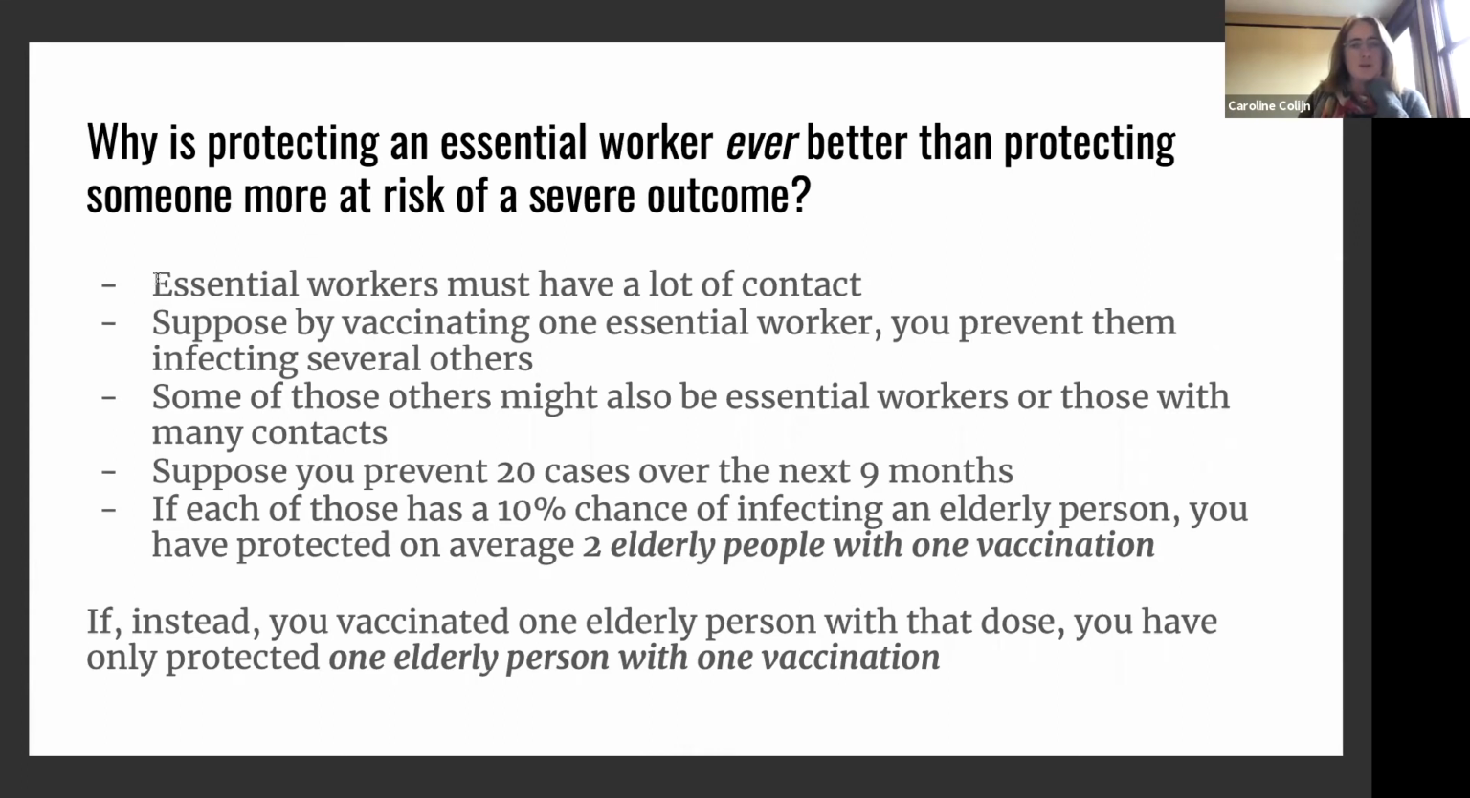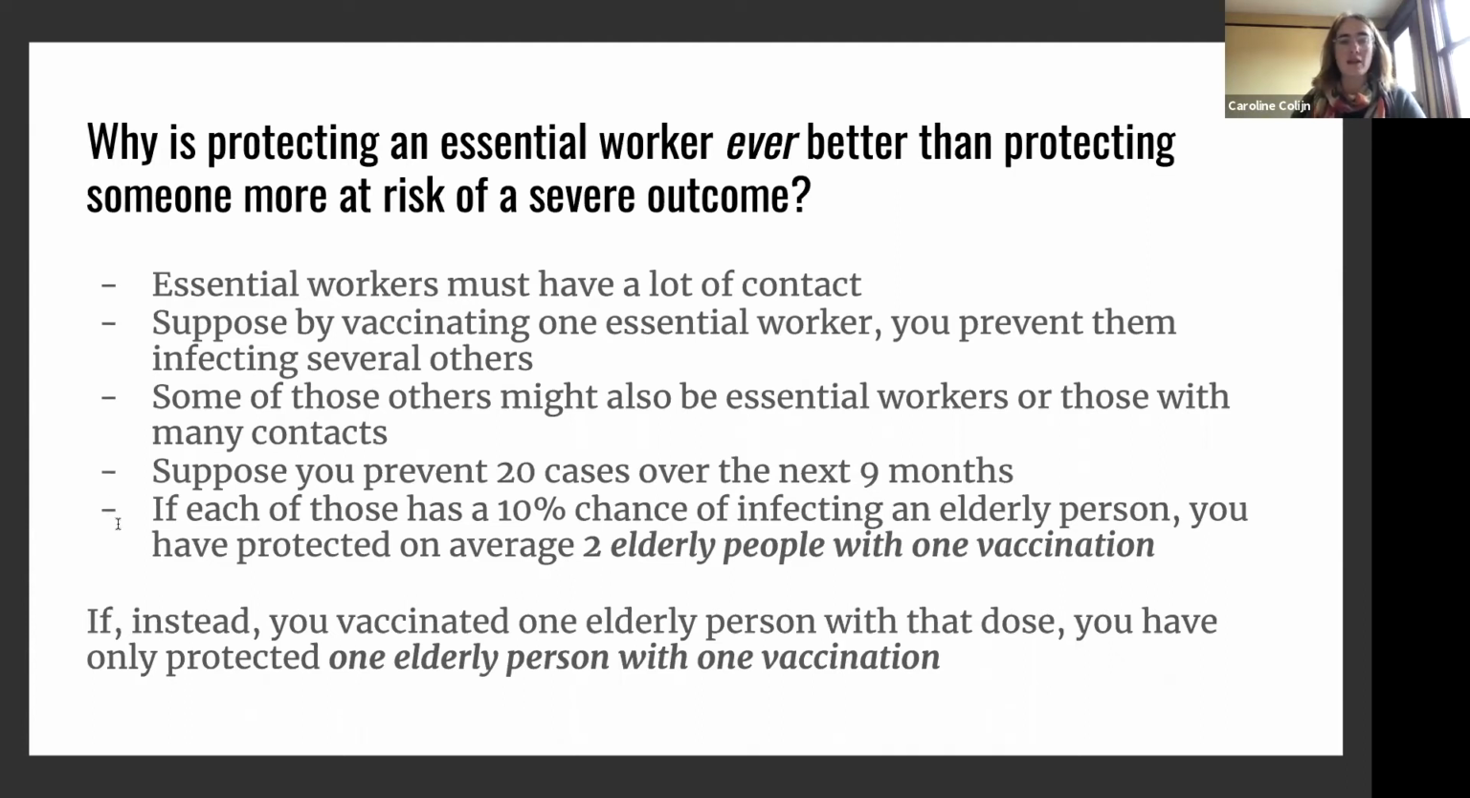Essential workers have to have a lot of contact. That's in fact how we define them: people who have to have high rates of contact at work. So it's not about how essential the work you do at home is, it's about the contact you have at work. Now that we know vaccines can prevent transmission, imagine that by vaccinating one essential worker, you prevent a whole chain of transmission. Maybe 20 cases over the next 9 months, between now and the end of when we finish vaccinating. Imagine each of those has a 10% chance of infecting an elderly person who is vulnerable. Then you have protected 2 elderly people with 1 vaccination in my vignette model, my story model.